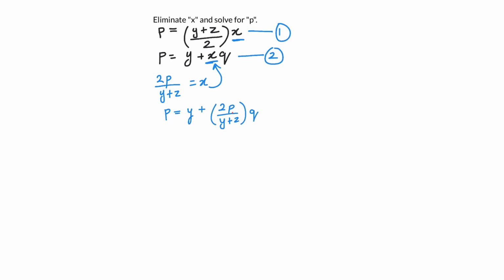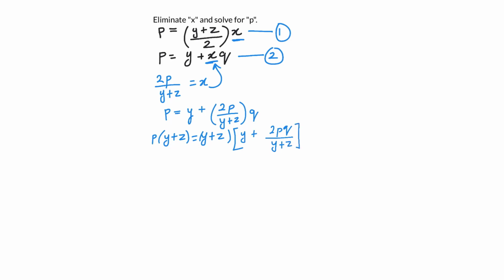This equation contains a fraction here, so let us simplify by multiplying both sides of this equation by the quantity y plus z. Let's write this down. So on the left hand side, p multiplied by y plus z, and multiply the right hand side by y plus z also. Y plus z times y plus 2pq over y plus z.